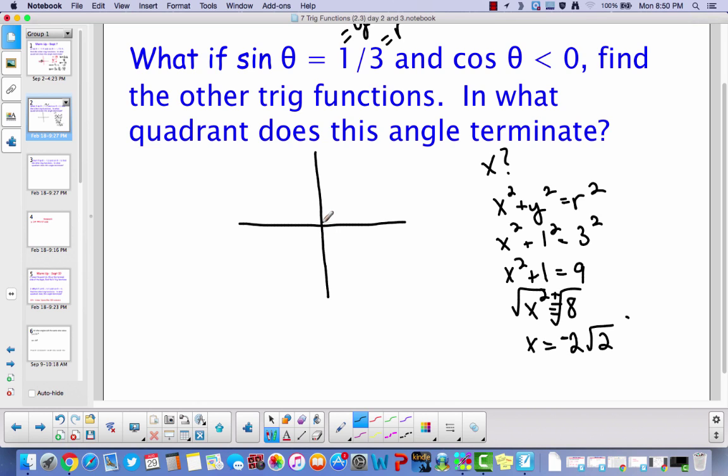So now we're going to plot our points. We're going to go to the left, negative 2 square roots of 2, or the square root of 8. And we're going to go up 1. We'll draw our triangle here, and we'll label our sides. That right there is where our theta is. This is negative 2 square roots of 2. This is a positive 1. Now we can find the other 6 trig functions just like we've been doing.